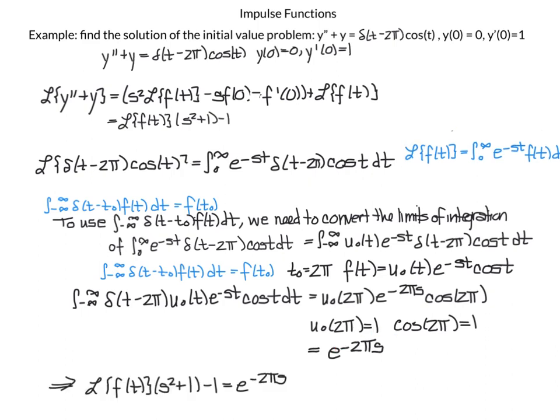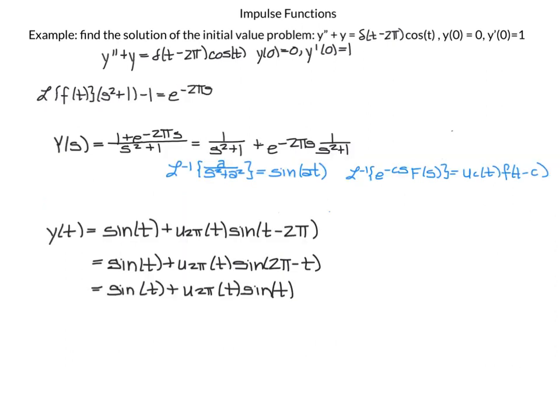Now I can set the Laplace transform of the left-hand side of my equation equal to the Laplace transform of the right-hand side of my equation. And now I'm on familiar territory, so I have my Laplace transform is equal to e to the minus 2 pi s. I'm going to move the 1 over, plus 1, and then divide by s squared plus 1. I separate this out into two fractions, my 1 over s squared plus 1 and my e to the minus 2 pi s.